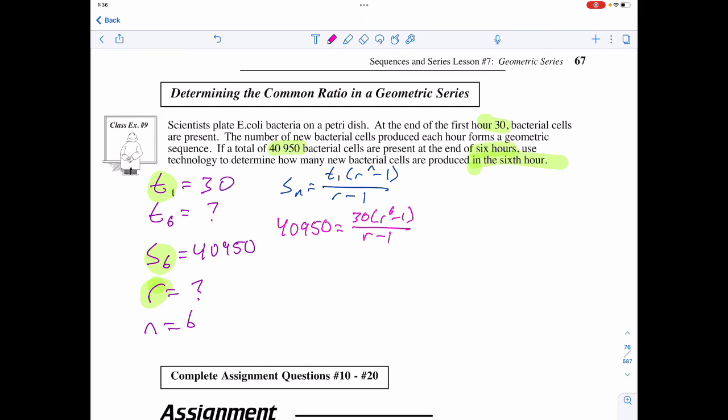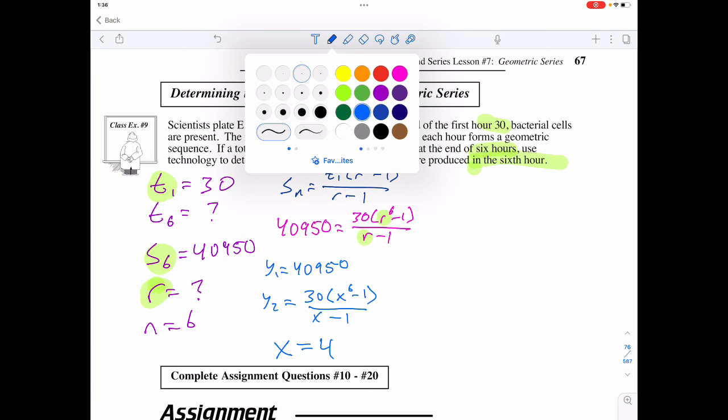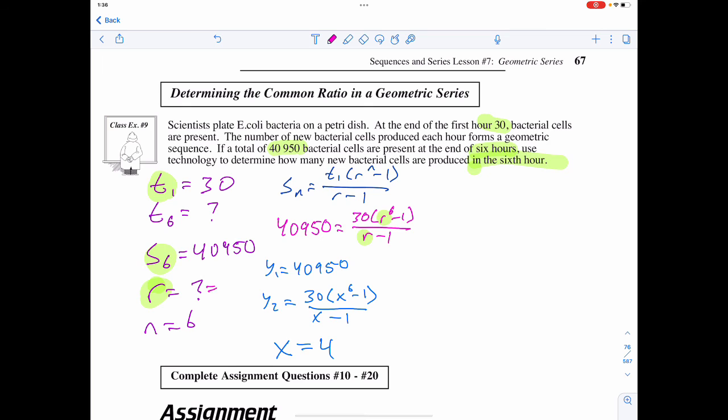Then all I need to do to solve for what R is use my calculator and graph. Y1 is the left side. Y2 is the right side. And instead of using R, I'm going to call R X. I'm going to solve for where these intersect and see that where they intersect, X is equal to 4. So my R value is actually equal to 4.